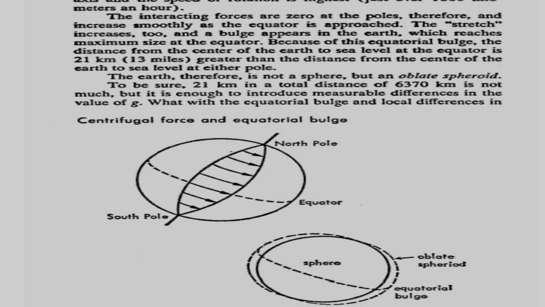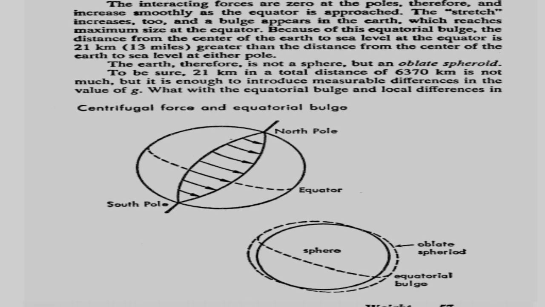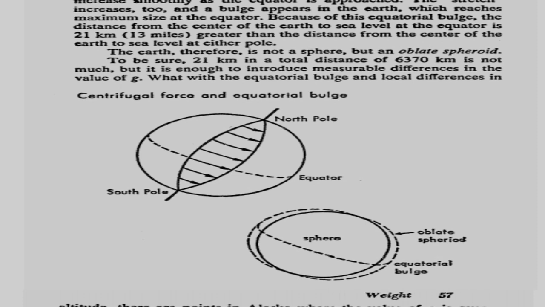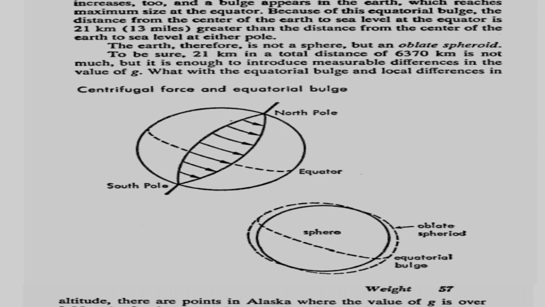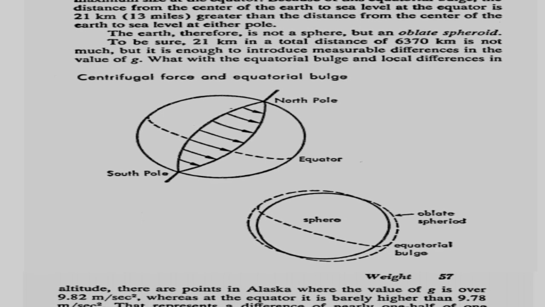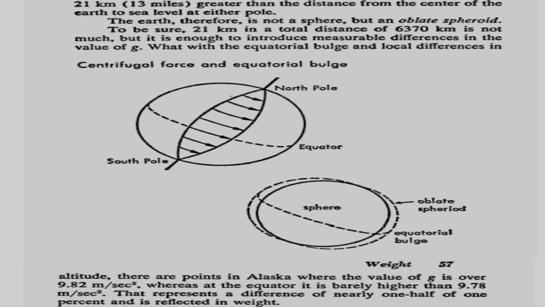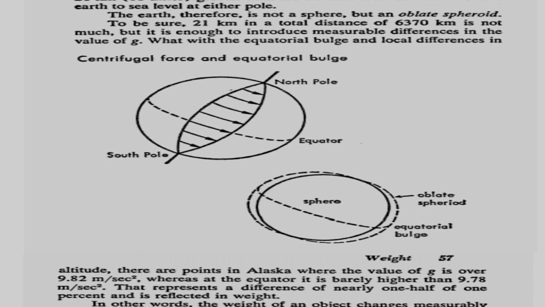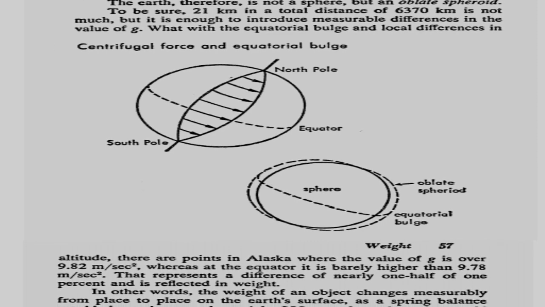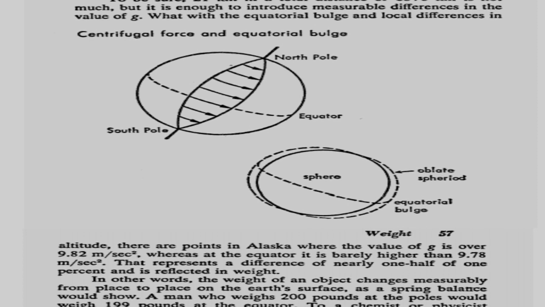To be sure, 21 kilometers, in a total distance of 6,370 kilometers, is not much, but it is still enough to introduce measurable differences in the value of g. What with an equatorial bulge and local differences in altitude, there are points in Alaska where the value of g is over 9.82 meters per second squared, whereas at the equator it is barely higher than 9.78 meters per second squared. That represents a difference of nearly 1/2 of 1% and is reflected in weight. In other words, the weight of an object changes measurably from place to place on the Earth's surface, as a spring balance would show.